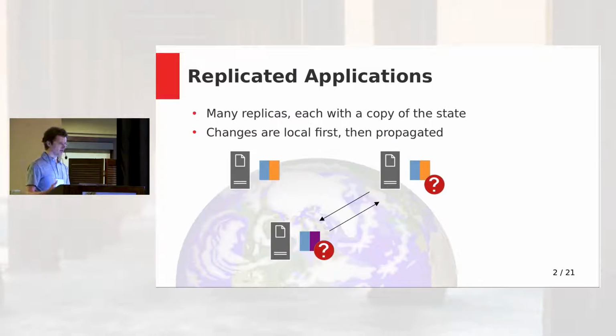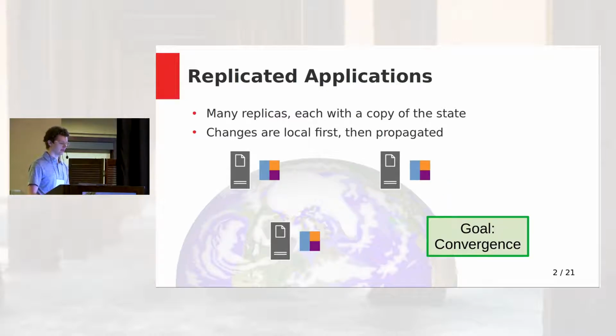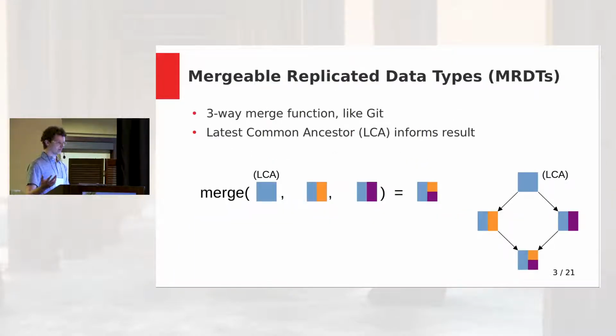There's many properties you might want for how this works, but one thing you probably want is convergence. You eventually want all locations to agree on the same final state. So also, as many of you know, mergeable replicated data types are one technique for providing this conflict resolution. These are also called MRDTs.